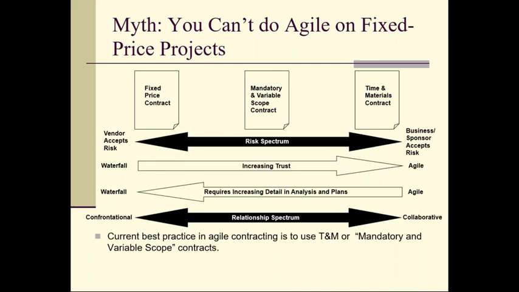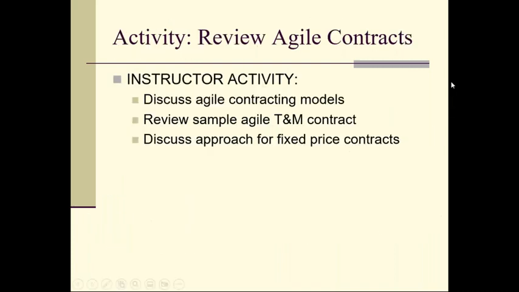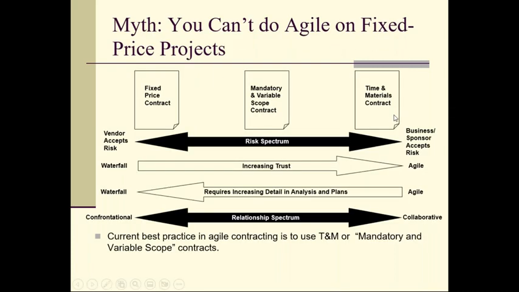And I've also described to you how we can do Agile fixed and variable scope contracts. So a couple different contracting models. We just reviewed the contracts. So at this point, I want to open this up for Q&A, for questions.